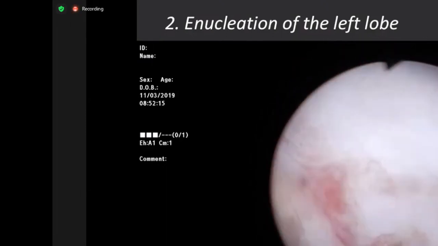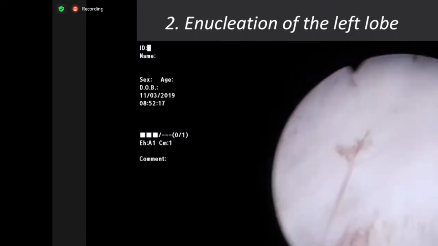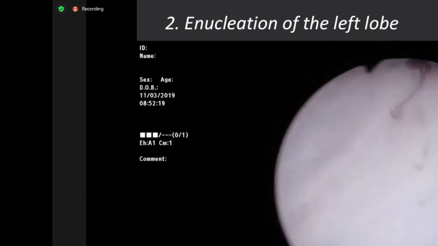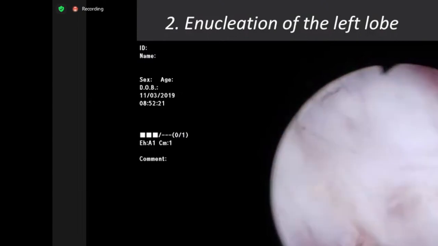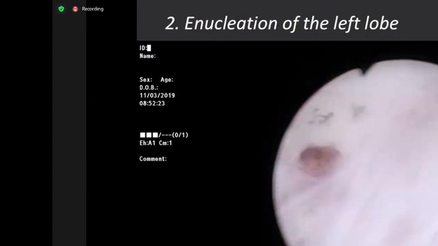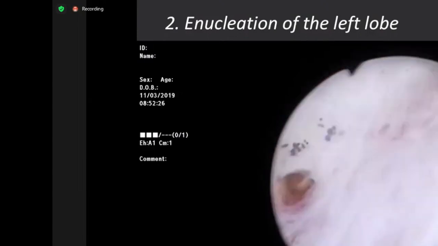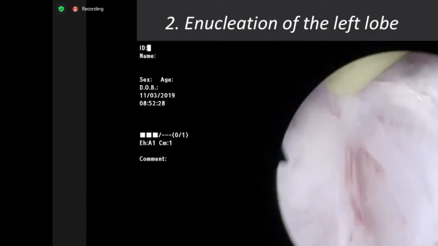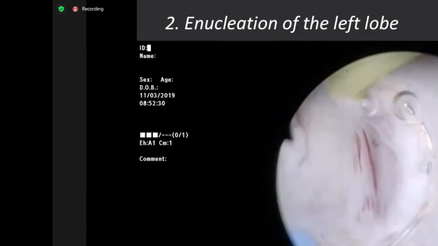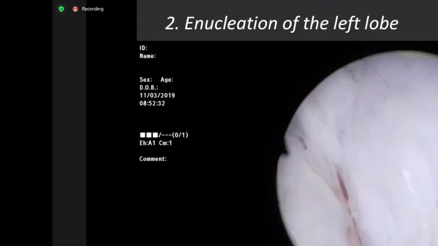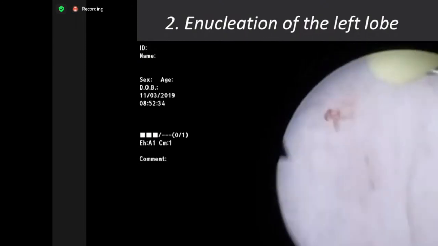And as you enucleate, you go bit by bit. So you enucleate from 6 o'clock, 3 o'clock to 12 o'clock, and then you go back to 6 o'clock and then repeat this circumferential movement bit by bit. And then eventually you'll be able to reach near the bladder neck area.